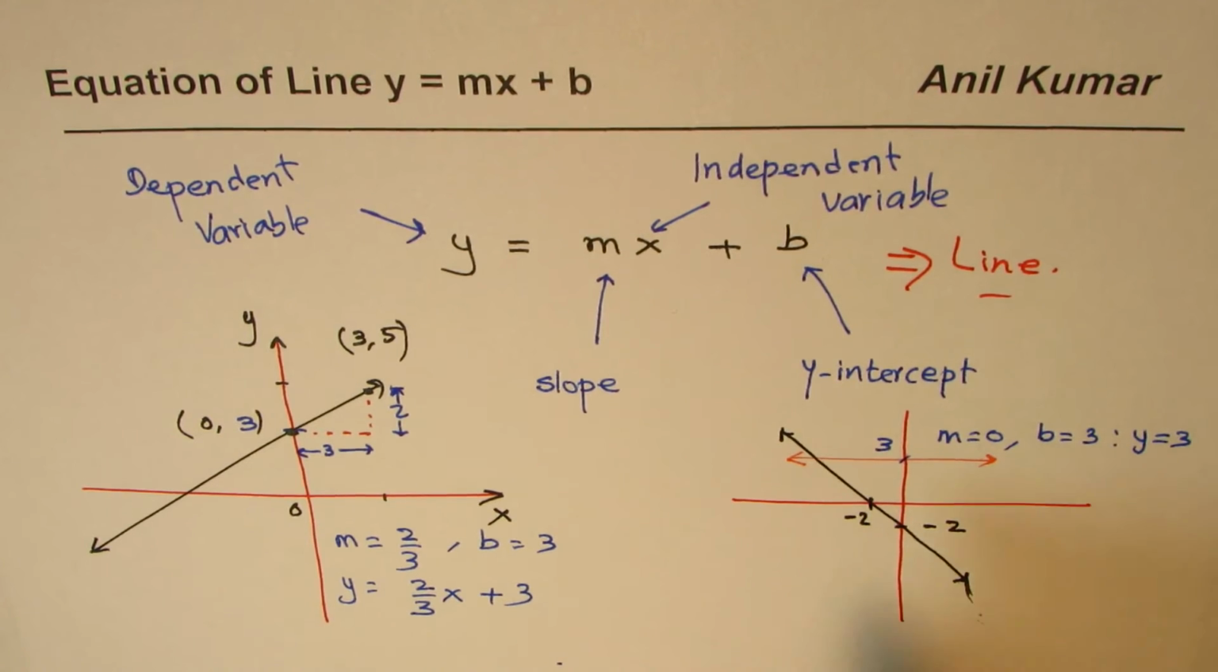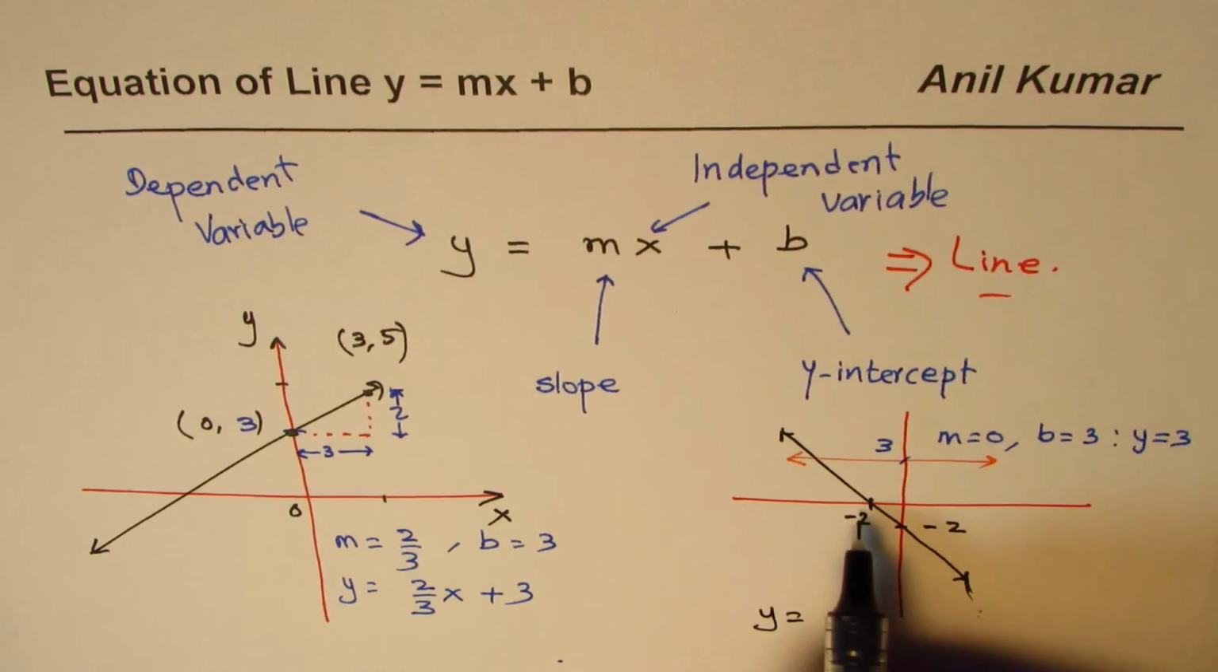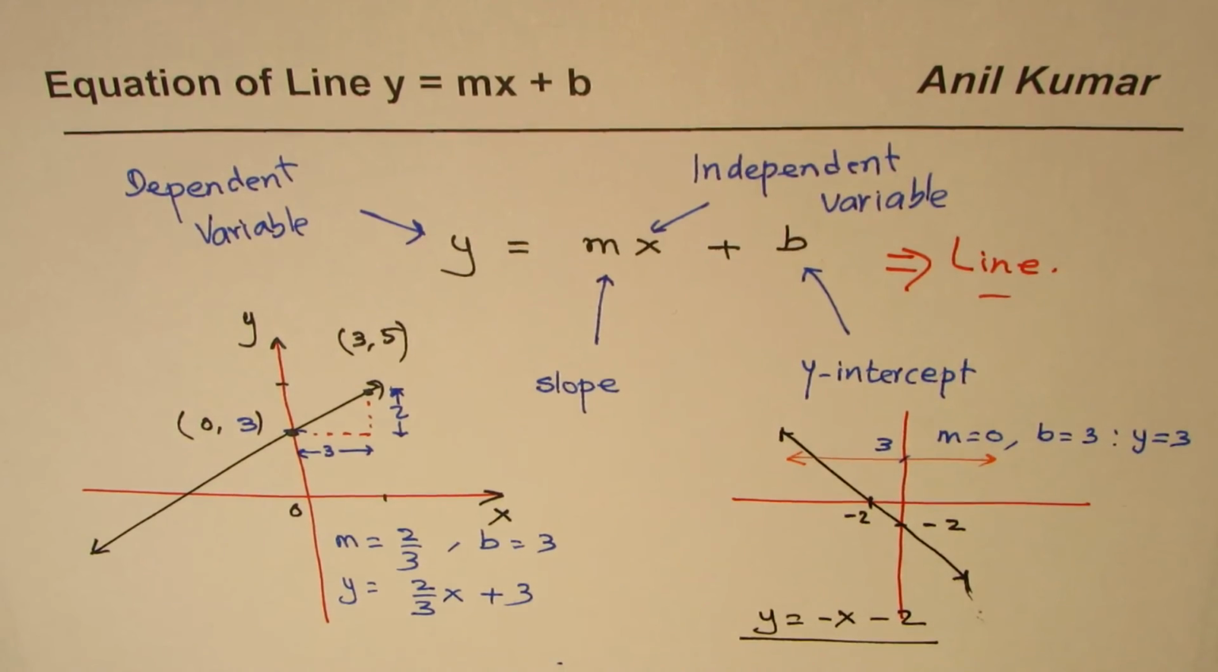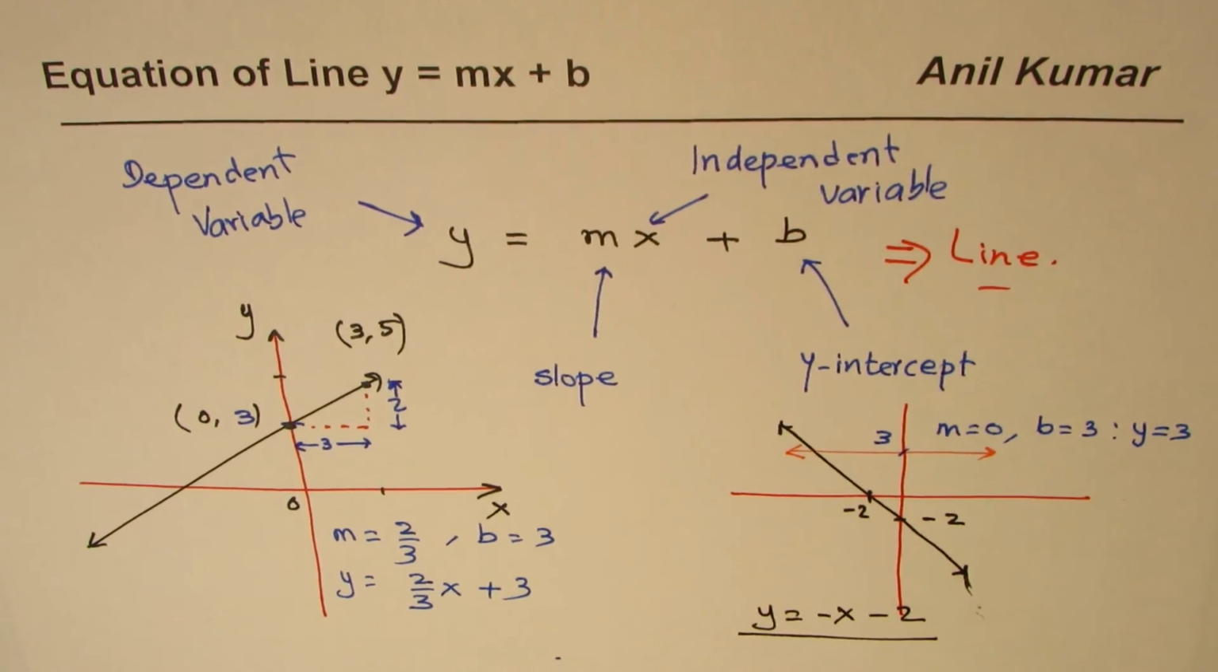The solution is y equals, it is coming down, so the slope is -2 over 2, which is -1, times x plus b. b is -2, so it should be y = -x - 2. You should get that as your answer. If that is the answer for you, you have understood all the concepts. Let me take a few more examples in the coming videos.